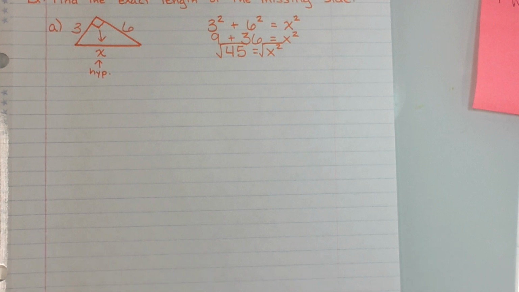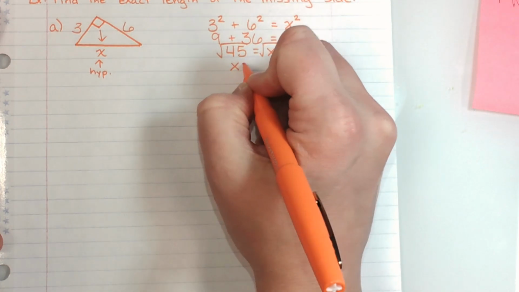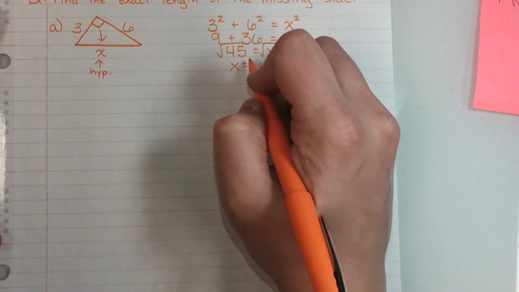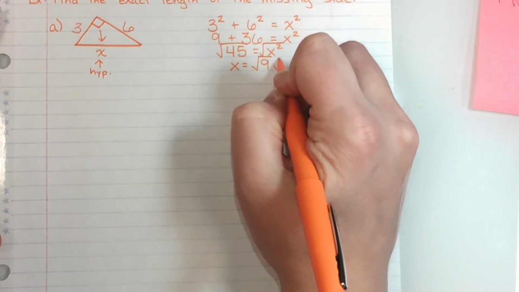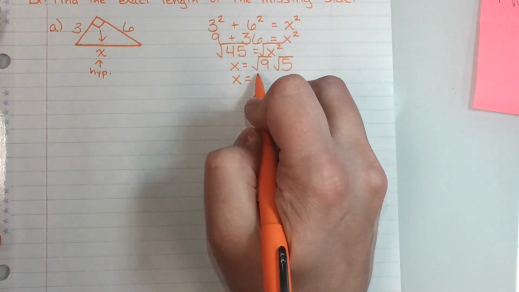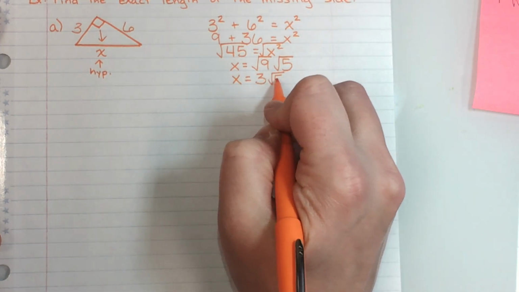How do I get the exact answer for the square root of 45? I look for the two things that multiply together to get 45, one of which is a perfect square. I heard square root of 9, square root of 5. Beautiful. Which simplifies to 3 square roots of 5.